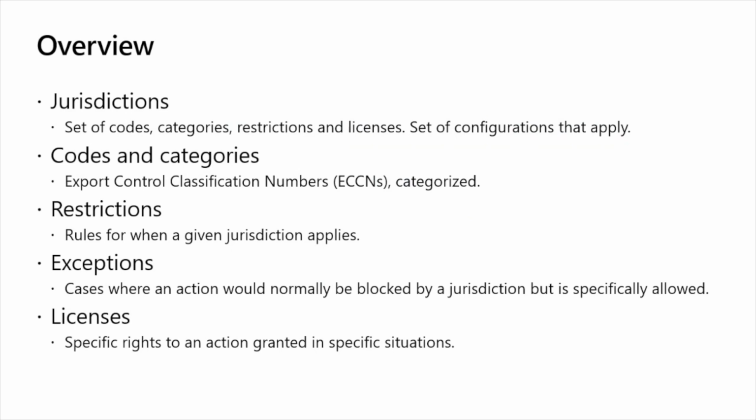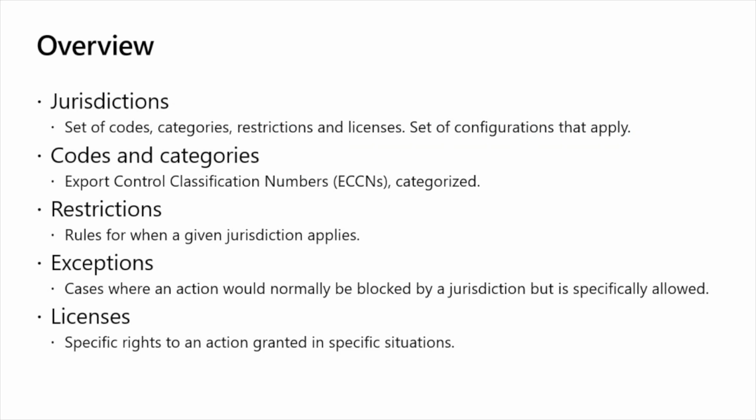With this, what is exactly coming in the advanced export control? The possibility to set up jurisdictions is going to come. A jurisdiction is a set of codes, categories, restrictions, exceptions, and licenses. It represents a set of configurations that apply to incoming requests. Like, for example, the ITAR, the US International Traffic in Arms Regulation, the EU Dual Use, the US Export Administration Regulations, EAR, or in Norway, you may know the Norway List 1 and 2.